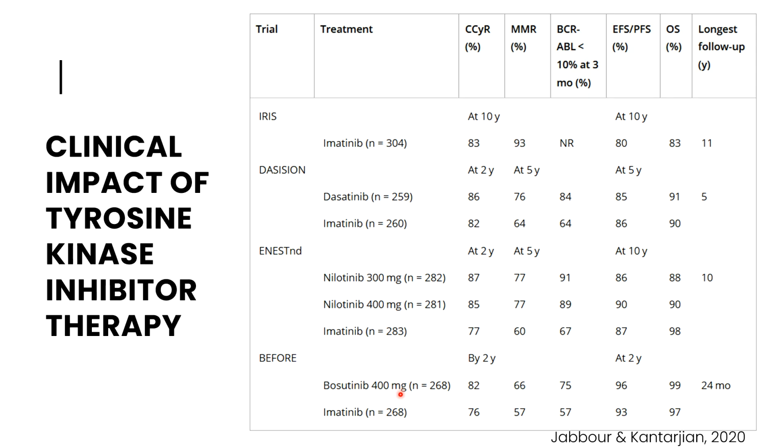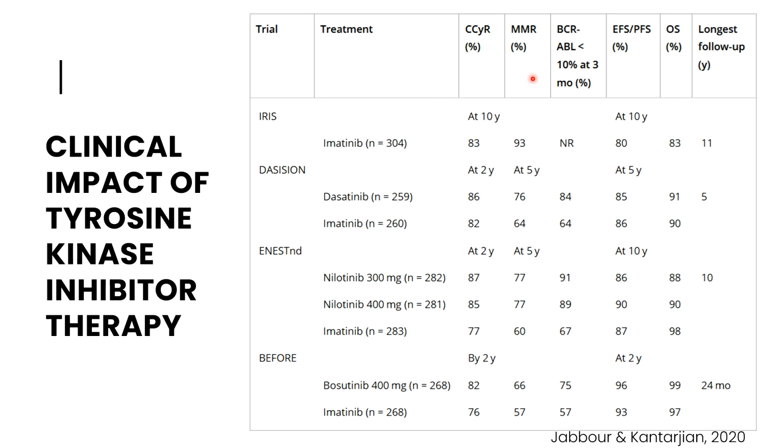Now let's look at the treatment column. This table is going to summarize several major clinical trials evaluating different TKIs, including imatinib, dasatinib, nilotinib, and bosutinib. Let's not focus on the individual trial names, but instead the patterns that these studies revealed. Each successive generation of TKIs was developed to improve treatment responses, achieve deeper molecular remission, and provide longer lasting disease control.